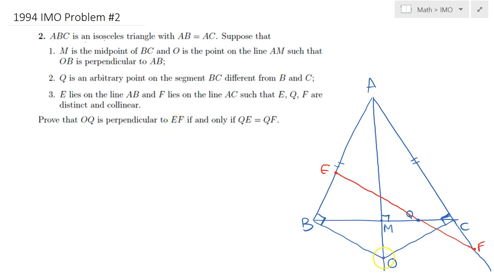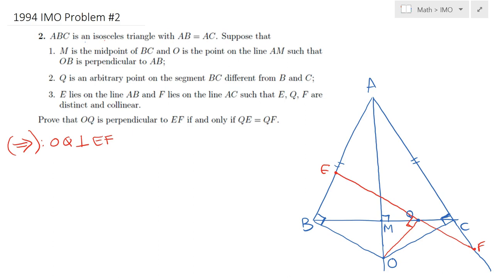So let's also draw OQ. OQ is perpendicular to EF if and only if QE and QF are equal. So let's start with this direction. We want to prove this direction, suggesting that we let OQ be perpendicular to EF. So therefore, this is a 90-degree angle here.